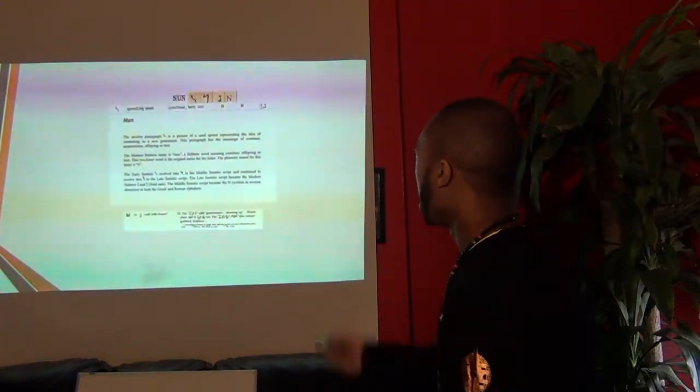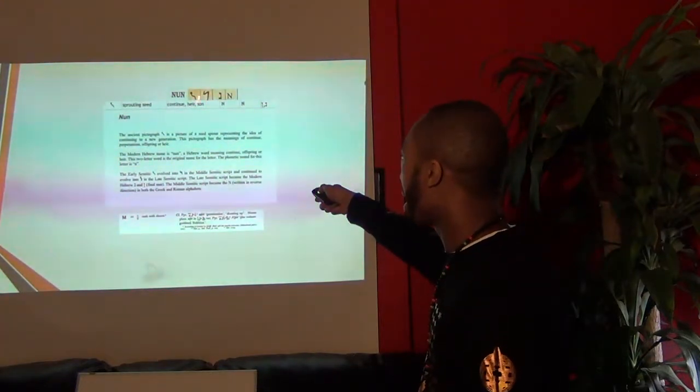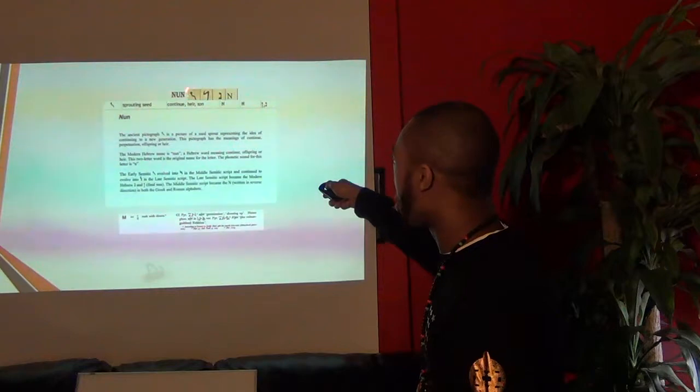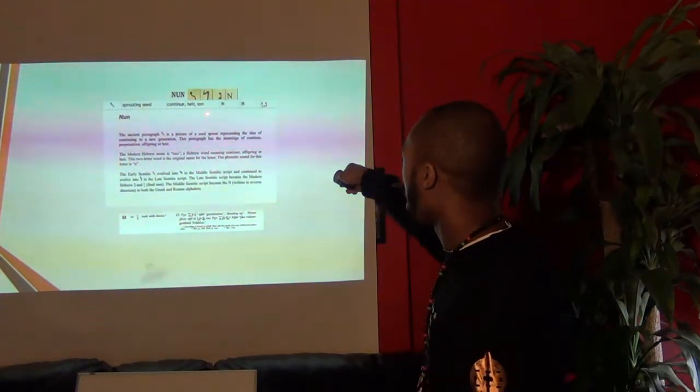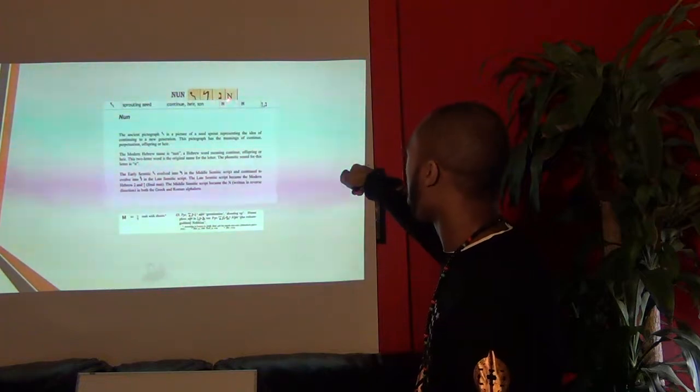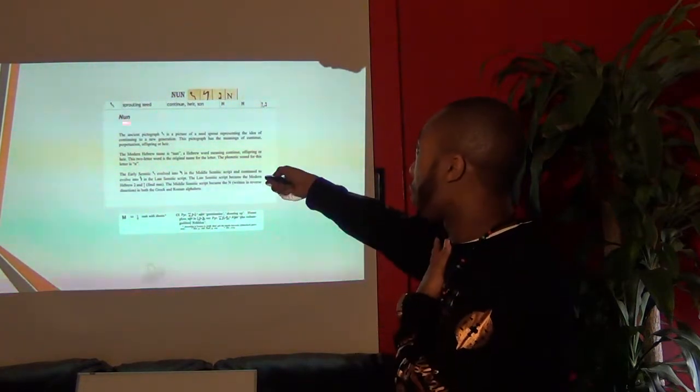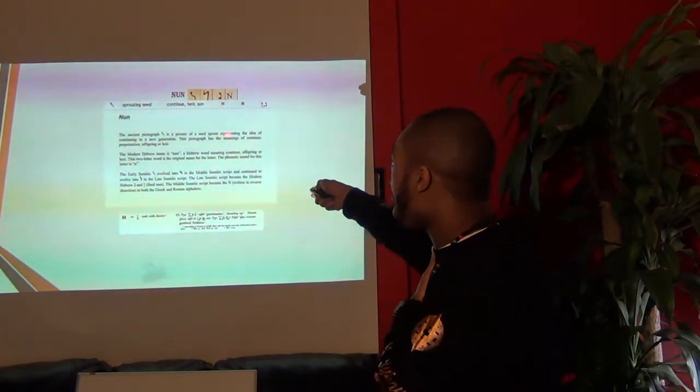Let's move forward. The Nun. See the nun right here? It looks like a little sperm cell, right? Or it could be a plant sprout, a seed sprouting. This is the Paleo Hebrew. This is the modern Hebrew. It's our English N. It's a sprouting seed, which means continue, heir, son.